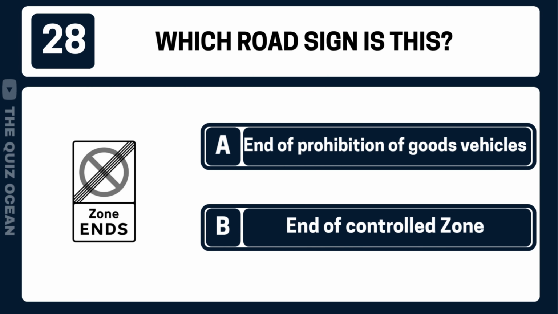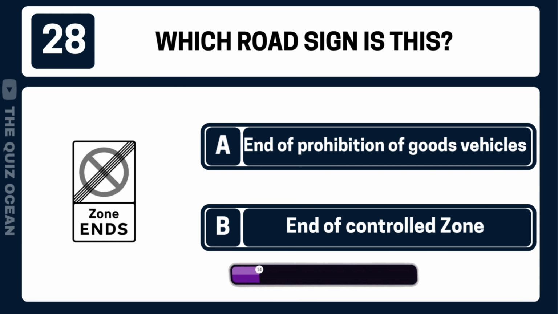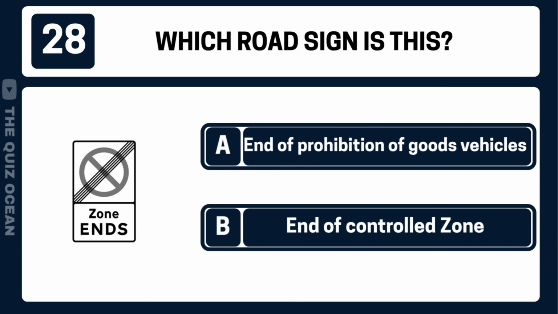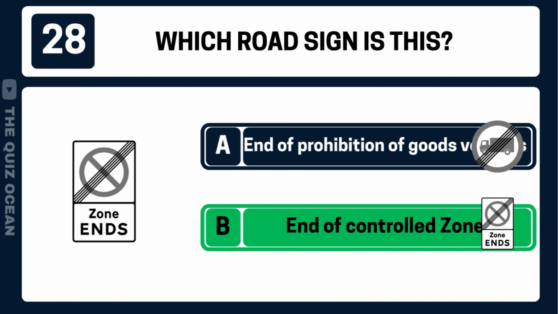Which road sign is this? A. End of prohibition of goods vehicles. B. End of controlled zone. The answer is B. End of controlled zone.